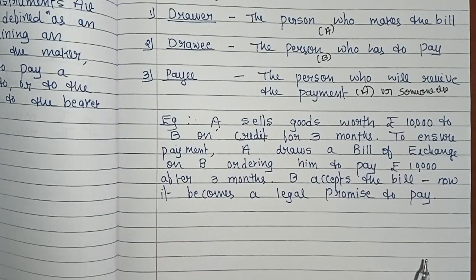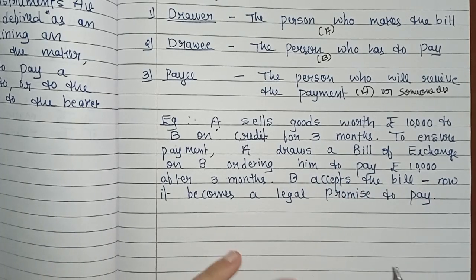Now A is not scared about whether he is going to receive the payment or not, because the bill of exchange assures that the seller will receive the payment at a later date. Now this transaction becomes a legal promise to pay.